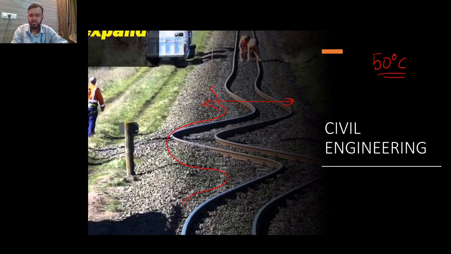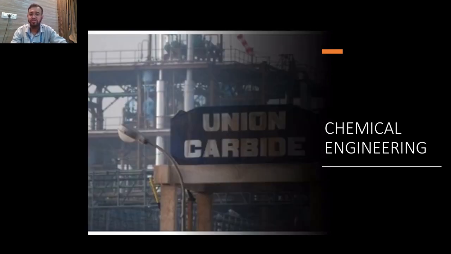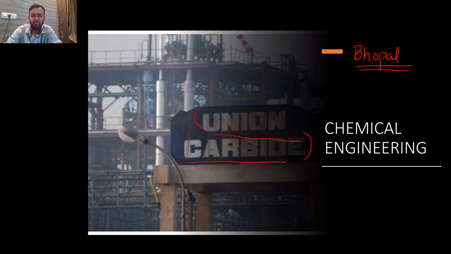Another really important area which has real applications of thermal engineering is chemical engineering. And I'm not sure how many of you will know this company name, Union Carbide. Now, Union Carbide was a company which used to make insecticides. It was located in this town called Bhopal. Okay. Now, some of you may understand where I'm leading this to. Now, this is regarding the Bhopal gas tragedy. So, Union Carbide was the company in question.